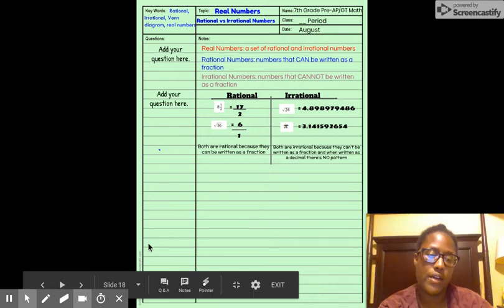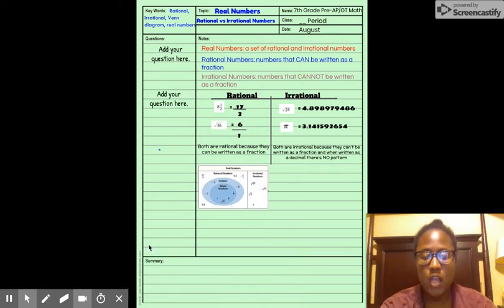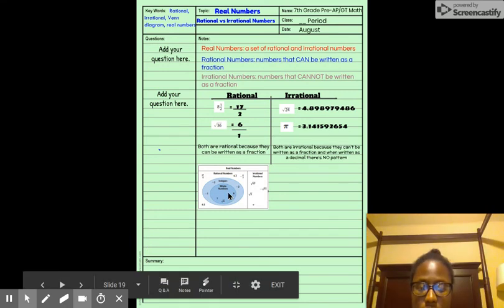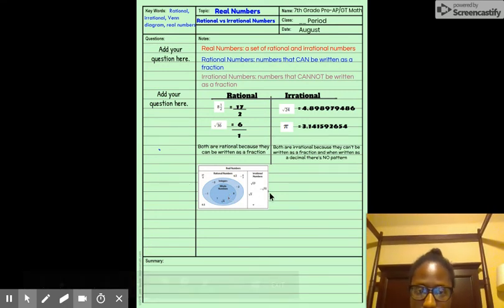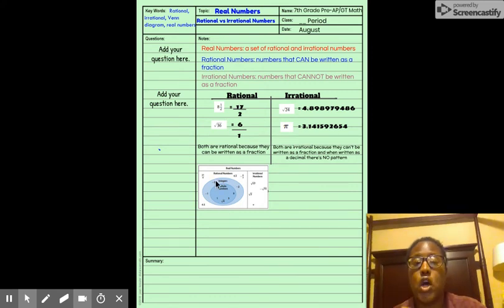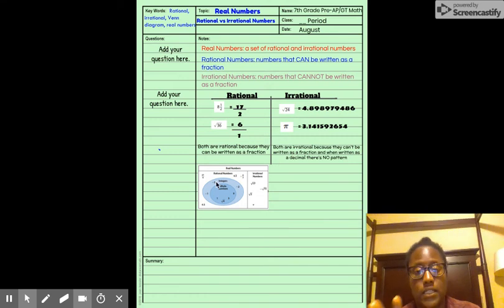All right. Okay, go ahead and add your question there. Oh, we do get into Venn diagrams. So we have Venn diagrams here. So on our Venn diagram, you notice that you have rational, which is right here. We have irrational, which is over here. And then we have integers, which an integer is going to be a positive or a negative number that's not a decimal.